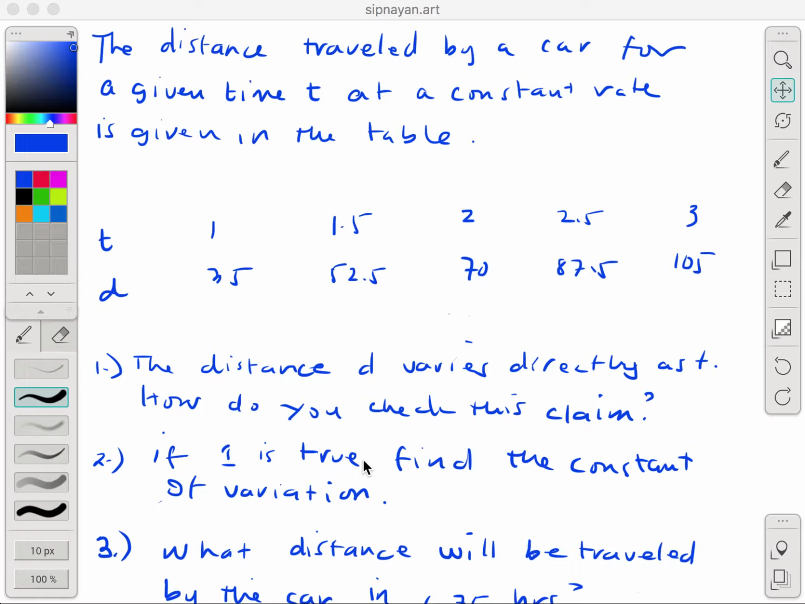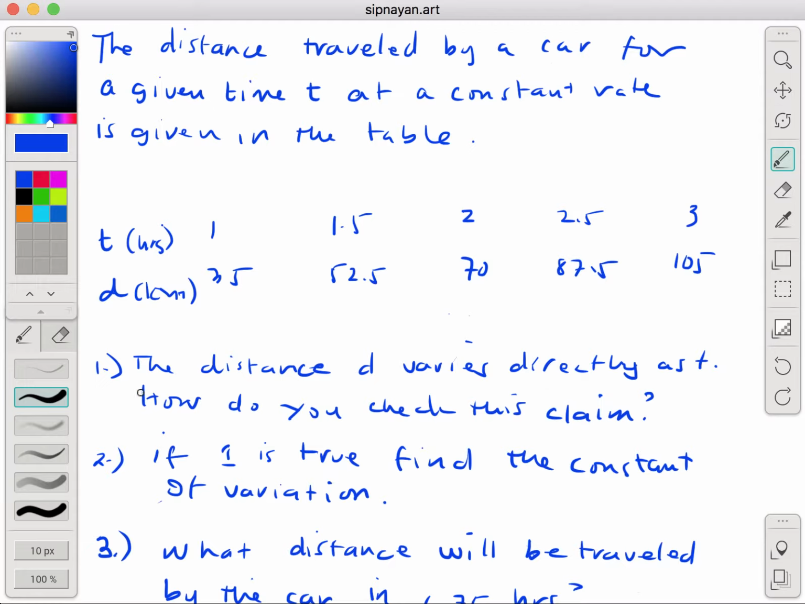The distance traveled by a car for a given time t at a constant rate is given in the table. So, if the time is t, T is in hours, and yung ating D is in kilometers. So pag 1 hour 35 kilometers, pag 1.5 52.5, pag 2 70 and so on.